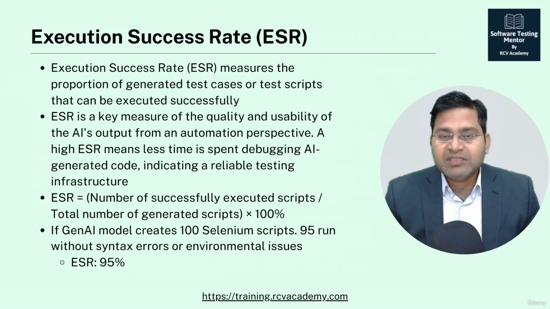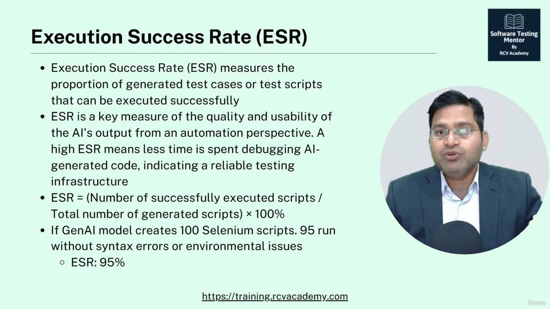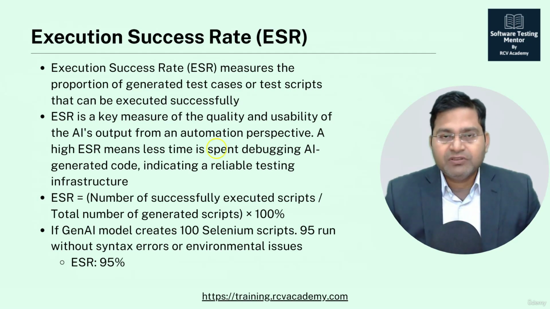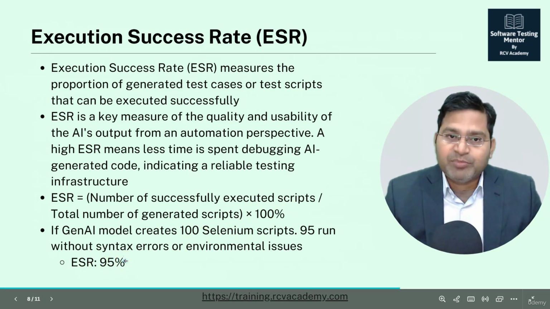So execution success rate, how you can calculate? Number of successfully executed scripts. Say for example, you got 100 scripts that are generated by the generative AI, 100 Selenium scripts, and 95 of them executed successfully. So number of the executed successfully is 95 out of 100 generated script multiplied by 100. So the execution success rate is 95% in that case.